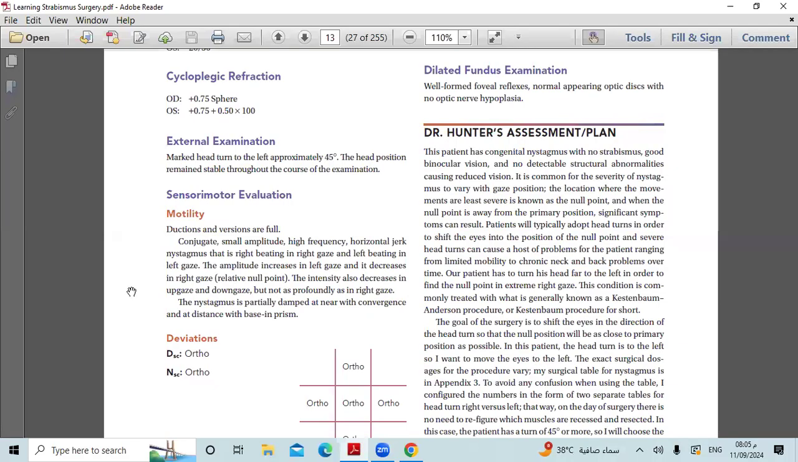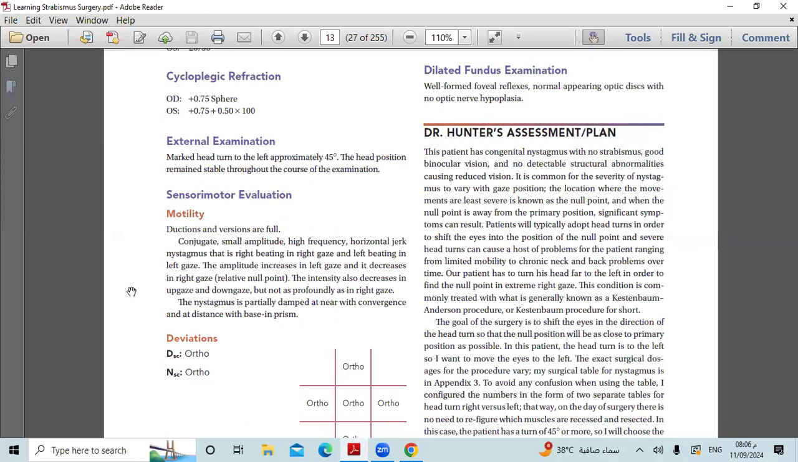You should mention whether this is a conjugate nystagmus, conjugate movement, or inconjugate movement. And also you should mention the amplitude. The amplitude means the length of the nystagmus: small, medium, or large. So here a characteristic of this nystagmus is small amplitude. Another thing is the frequency, how fast the nystagmus is: high or slow.